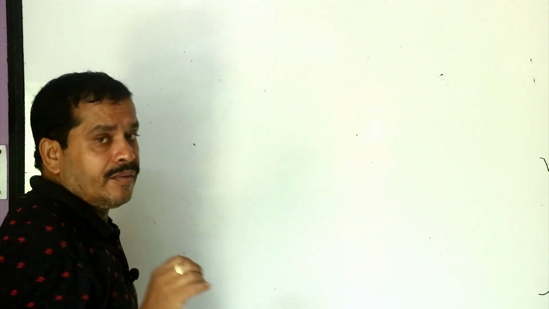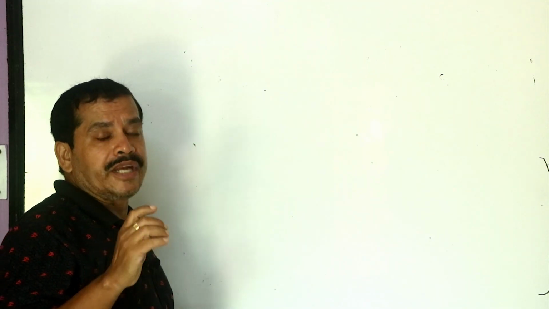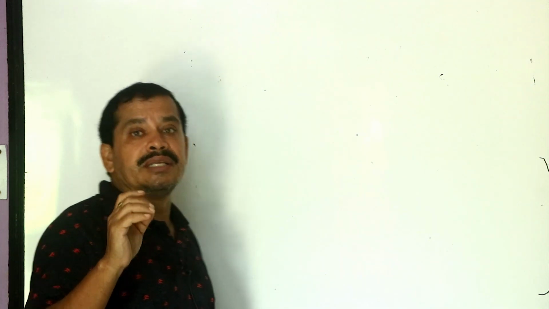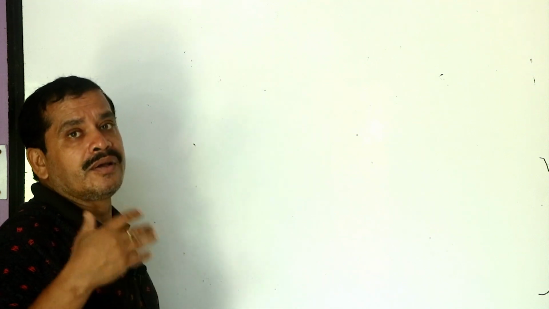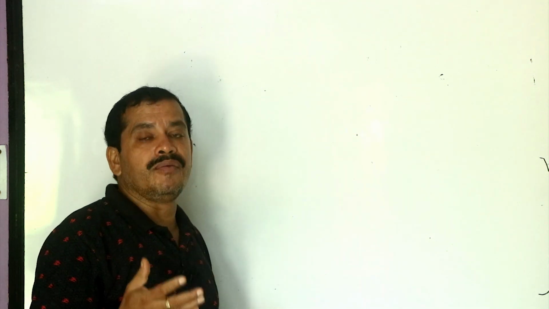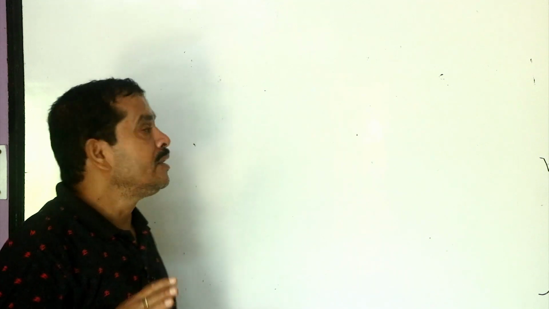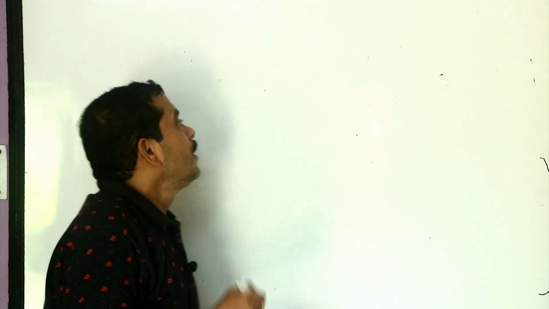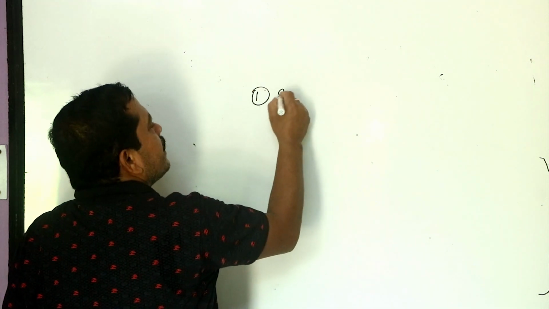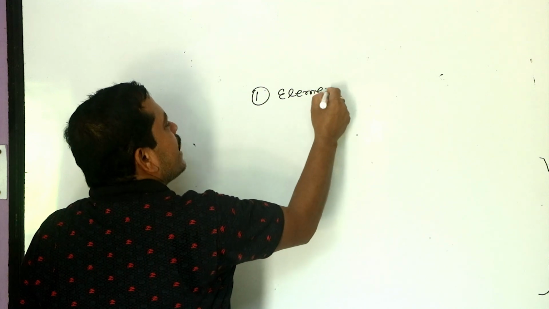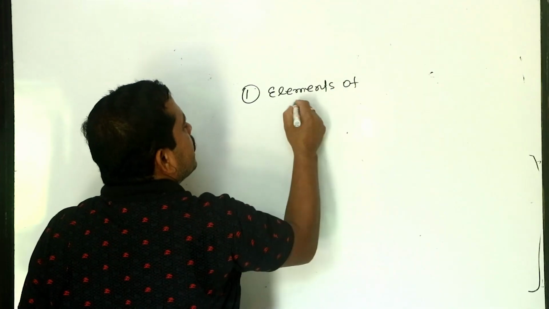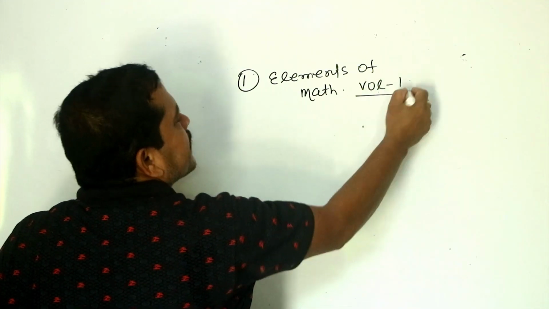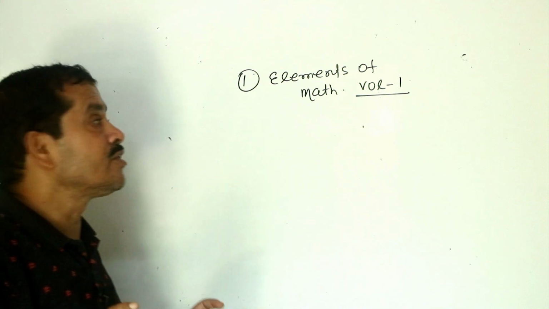You go through the textbook of mathematics by R.D. Sharma or by Sinha. Then you can find objective questions which can be solved by an easy method and which will help your preparation. First, your book prescribed by the council is Elements of Mathematics, Volume 1.